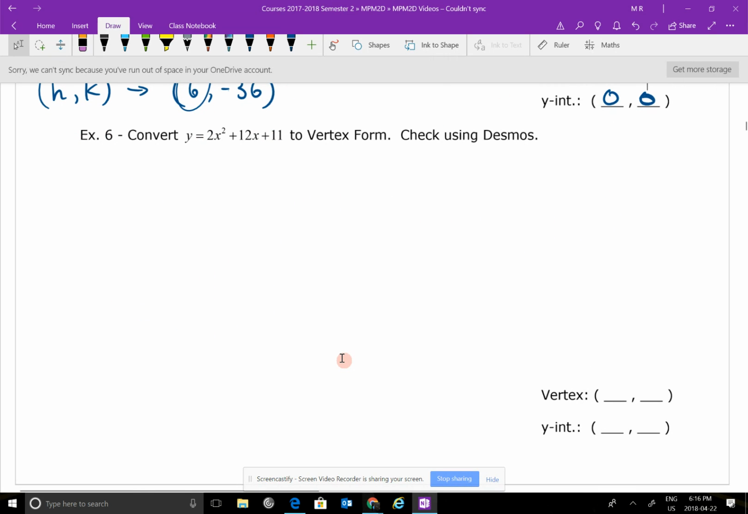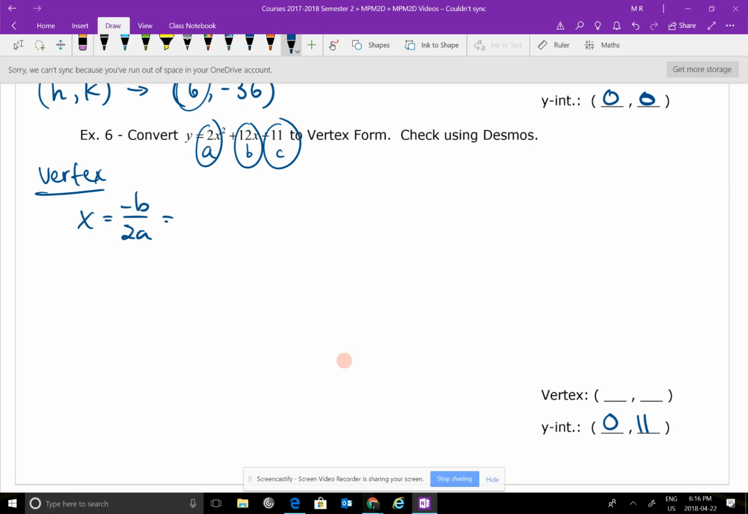Okay, all right, let's do one more. Let's convert 2x squared plus 12x plus 11 to vertex form. This is my standard form. So a is 2, b is 12, and c is 11. So let's find the vertex. Well, actually, we can write the y-intercept. So the y-intercept would be 0 and 11. The vertex would be x equals negative b over 2a. So negative b is 12 divided by 2 times a, which is 2. So 12 divided by 4, 2 times 2 is 4. So 12 divided by 4 is 3, and that's negative. So negative 3 is my x-coordinate.